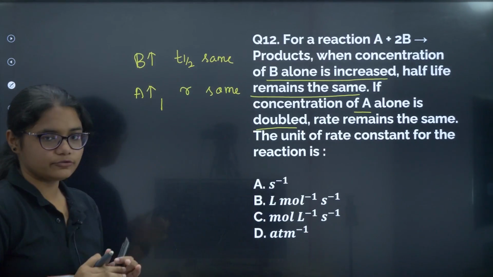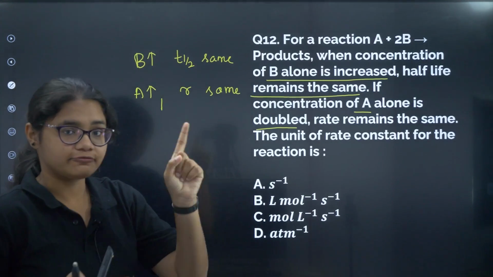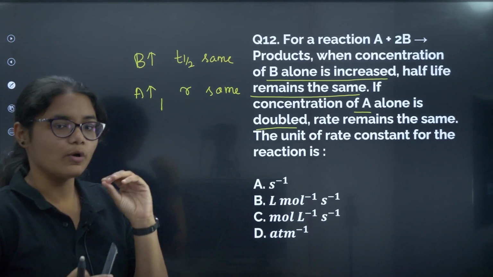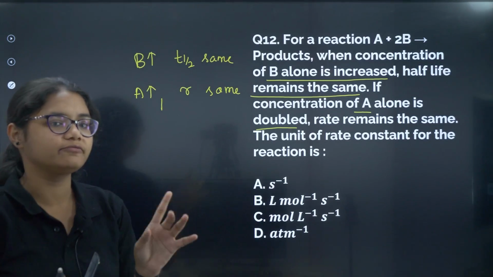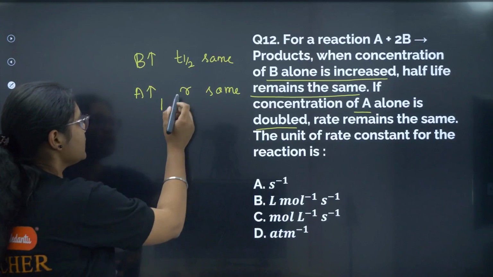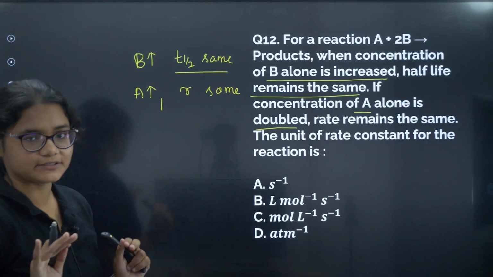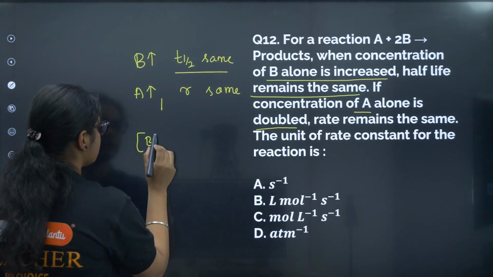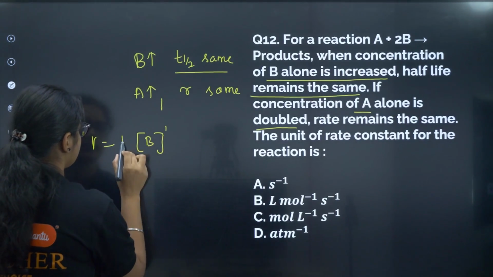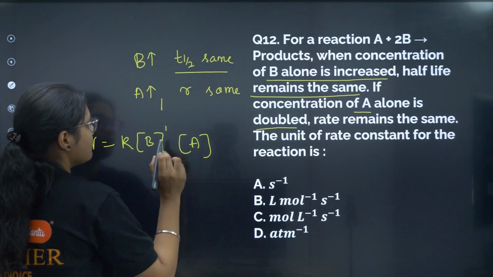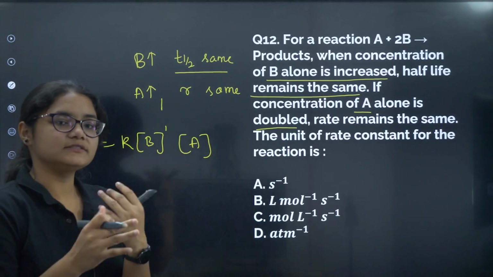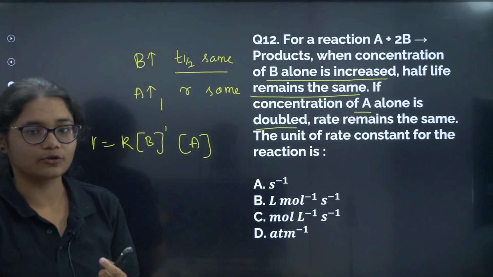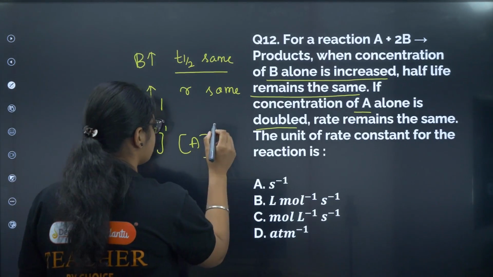Now you should know some basic things: for a first order reaction, the half-life doesn't depend on the initial concentration. Whatever initial concentration you check, the half-life will remain the same. That is why, if T half remains the same for any concentration, we can say that with respect to B, the reaction is first order. So I can write the rate like this. Now what is told about A? Whatever concentration you increase, the rate remains the same. The rate will remain the same only if it is a zeroth order reaction, right? So it will be A to the power of 0.